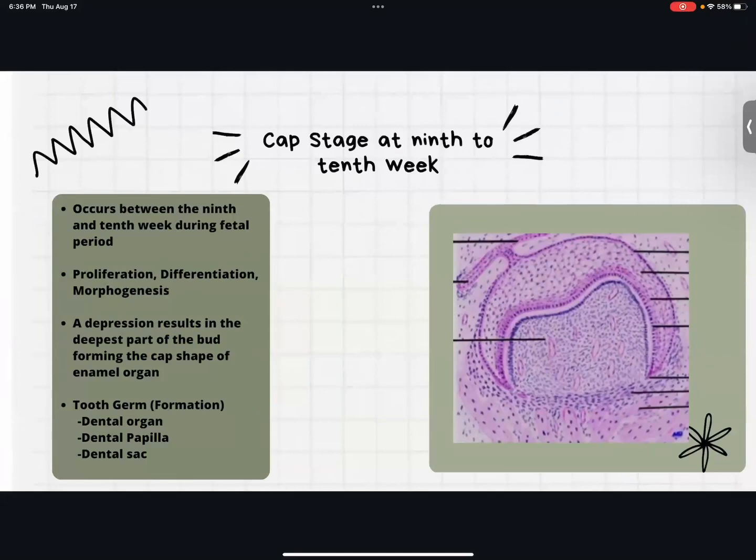Cap stage occurs within the 9th and 10th week. During this period, proliferation, differentiation, and morphogenesis occur, and the depression results in creating the dental organ, dental papilla, and dental sac.